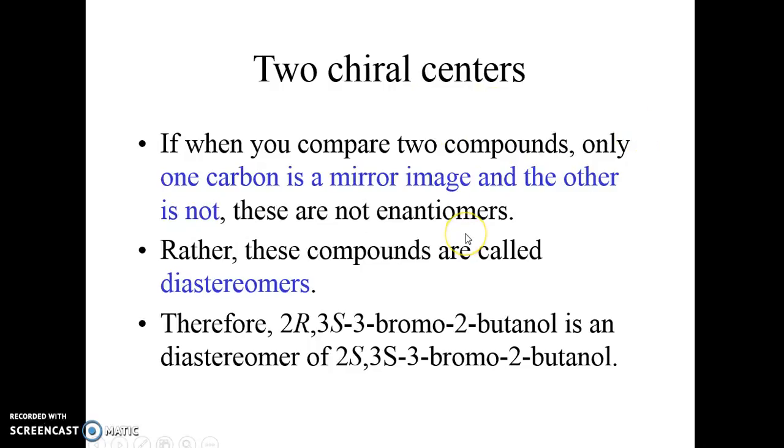If you have 2 chiral centers, you have the opportunity for diastereomers or even meso compounds, which would be a symmetrical compound with 2 chiral centers or more. Remember, if one carbon is a mirror and the other is not, they are not going to be enantiomers, they're going to be diastereomers. It's when both carbons are mirror images. So for instance, down here, this compound, the enantiomer would be 2R, 3S, but its diastereomer has only 1 that is different.